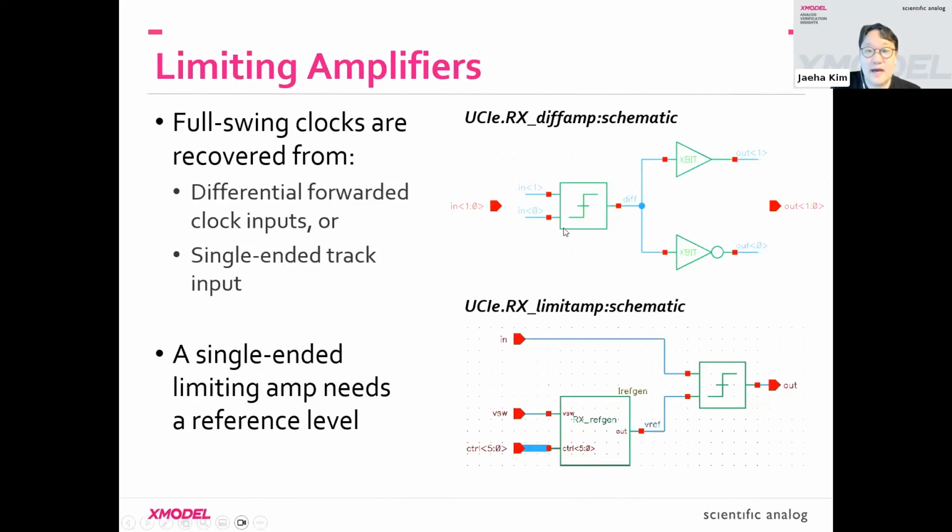For the differential clock, it's nothing but a slice primitive that takes the differential input and produces the digital output. And we just added an additional buffer and inverter to produce the true and complemented versions of that clock. For the single-ended input, again, you need a reference, and that reference can be digitally adjustable, and you use a slice primitive to produce the output clock.